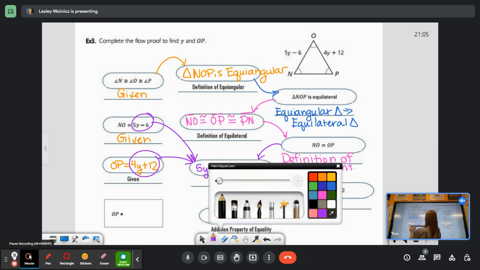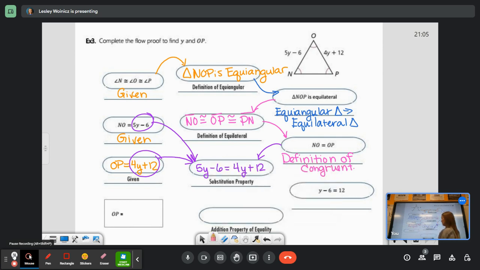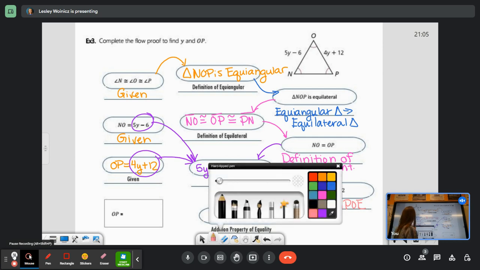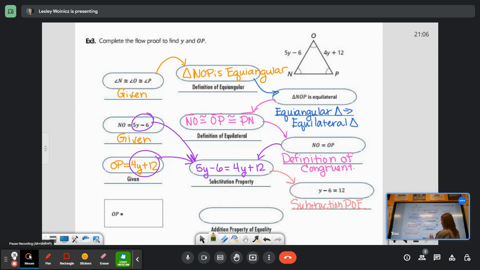Okay, next we have to, what did we do here? What did I do? Oh, I subtracted 4y from both sides. Okay, I got rid of the positive 4y, so I used the subtraction property of equality. Okay, last, it appears that I added 6 to both sides and used the addition property of equality. So that gives us y equals 12 plus 6 is 18.